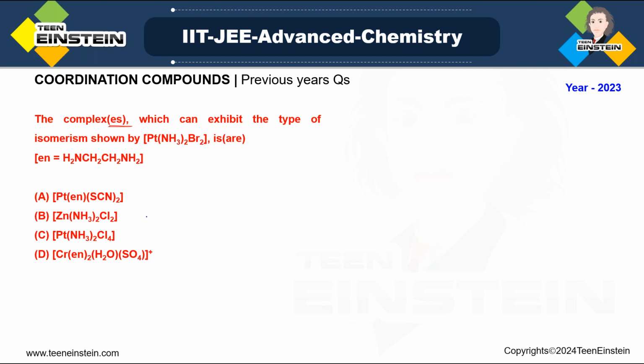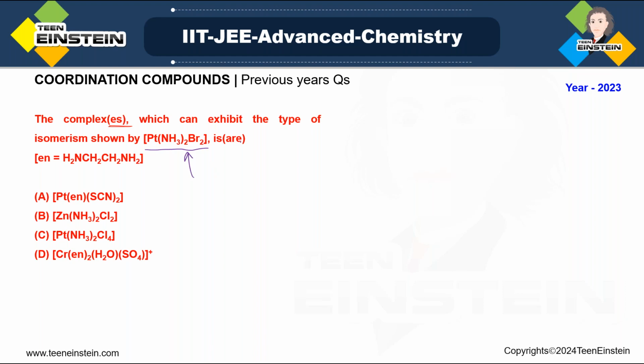It is written in this way: complex or complexes which can exhibit the type of isomerism shown by this complex. So it is not directly asking which isomerism, but the isomerism that is shown by this particular complex. We have to first find that isomerism, and then we have to see among these four options which, or it may be more than one, are actually showing this type of isomerism.